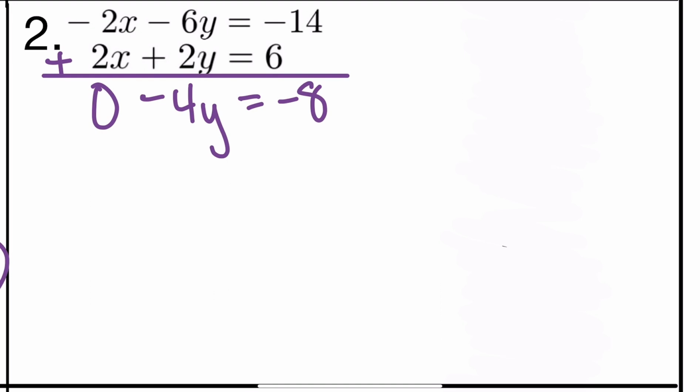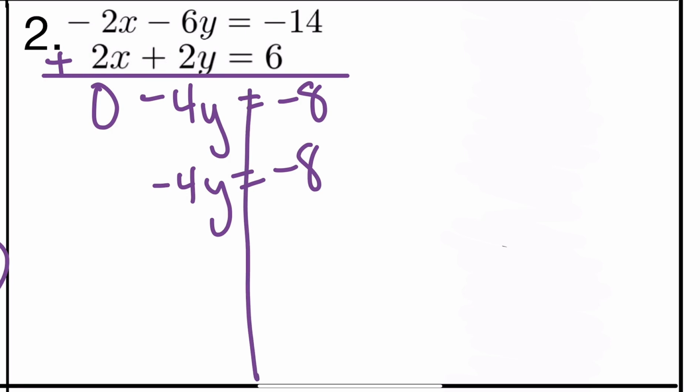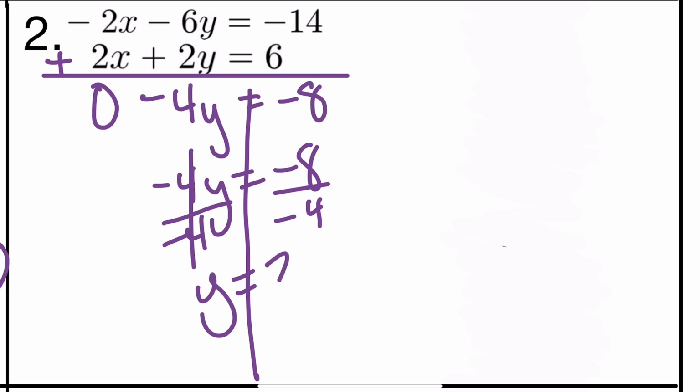Cool. So let's rewrite this without the 0. We don't need it. We got negative 4y equals negative 8. We're going to solve it. I want to get rid of this negative 4, it's in my way. Divide by negative 4, divide by negative 4. Gone. y is going to equal negative 8 divided by negative 4. Negative divided by negative will give you a positive 2.